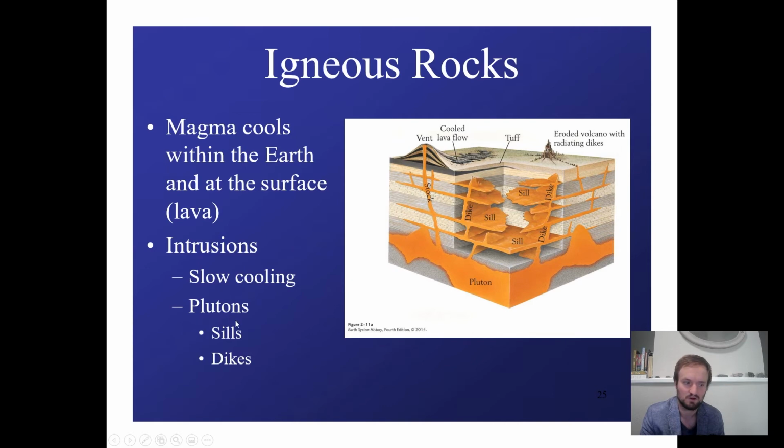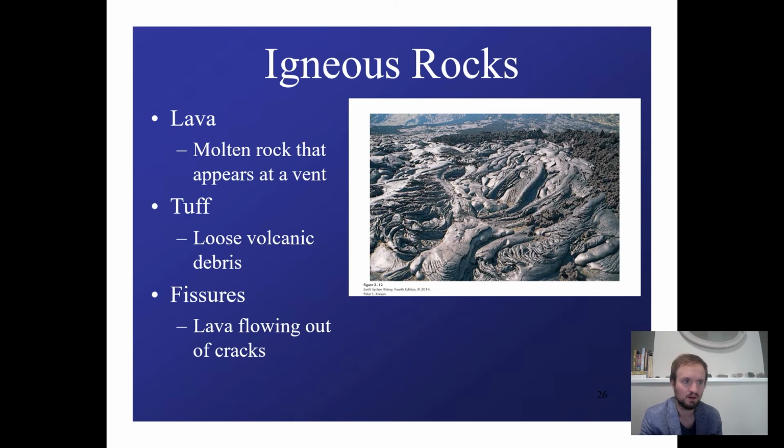and these form things called sills and dikes, or plutons. Pluton's the bigger one. A sill forms horizontally to the rock layers, and then a dike cross-cuts vertically through the rock layers. And so those are the terms we use. Again, remember at the surface, we have lava. Remember, magma's inside, lava's outside. Lava is molten rock that appears at the vent.